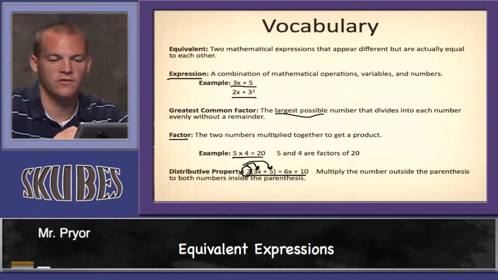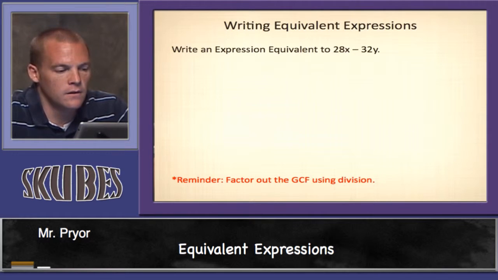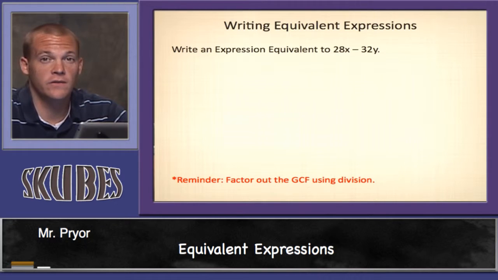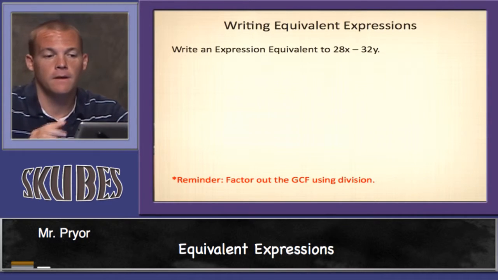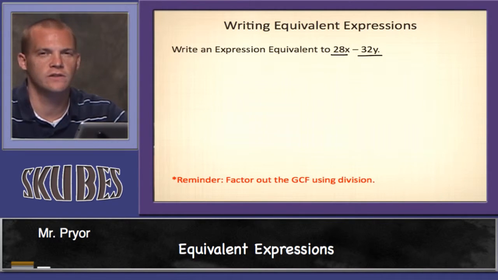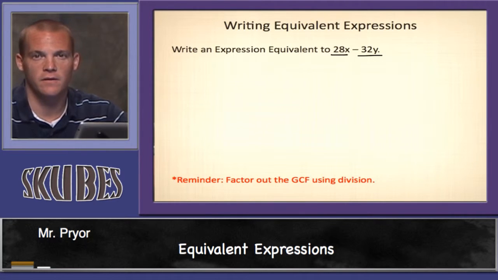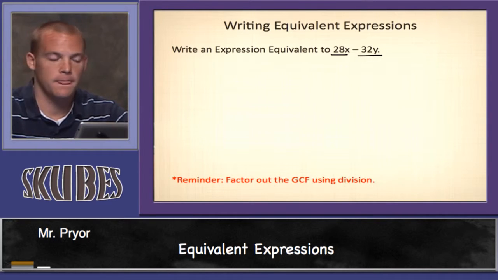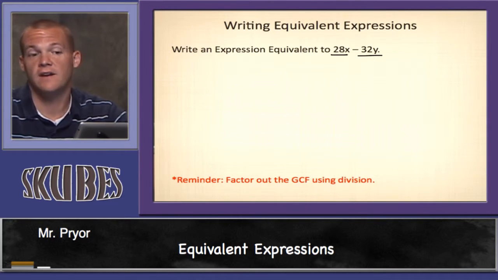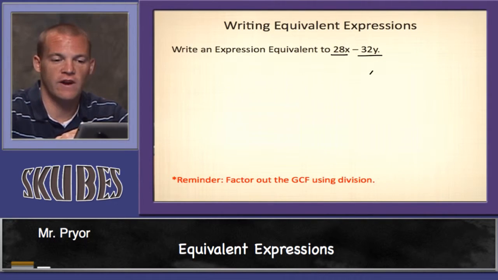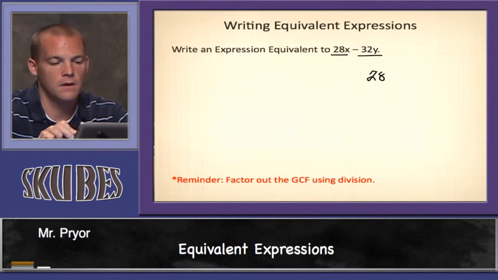Alright, so let's look at some examples that you'll be asked to do. Write an expression equivalent to 28x minus 32y. Okay, and what we're going to be using here is the greatest common factor. We're going to look at 28x and 32y, and we're actually going to ignore the variables. The variables here are not really going to play a big part in the problem. We're really just worried about the numbers. So I want you to start thinking about what the largest number that could divide into 28 and 32 would be. If you can't remember that, we can use a strategy that we talked about on another program.